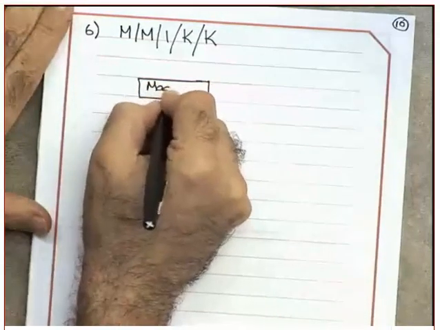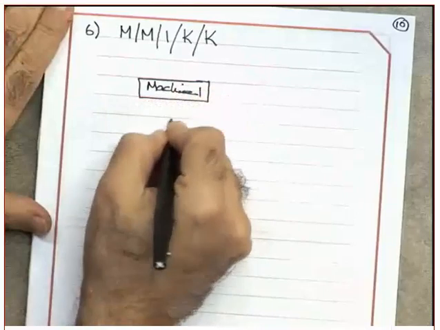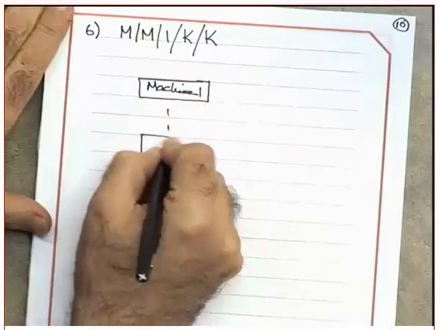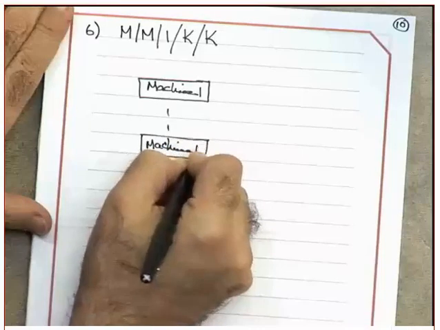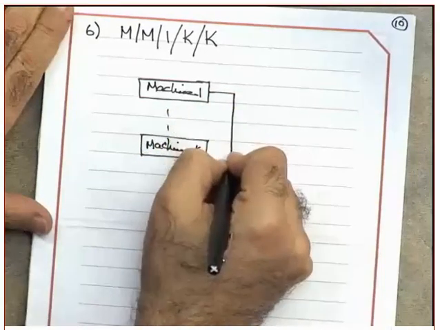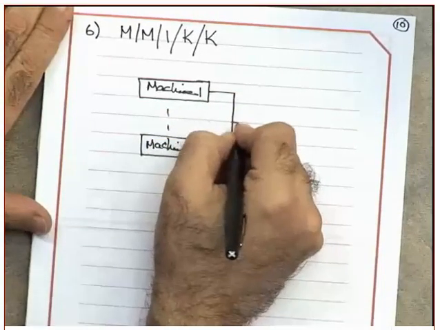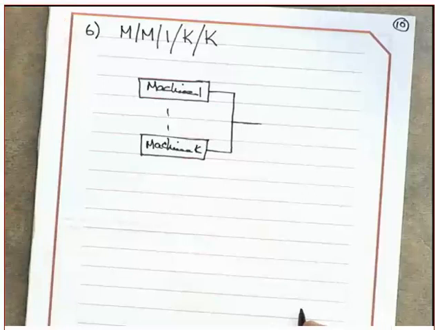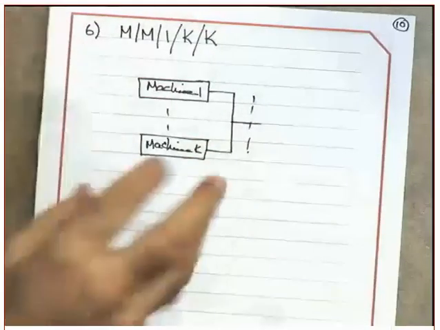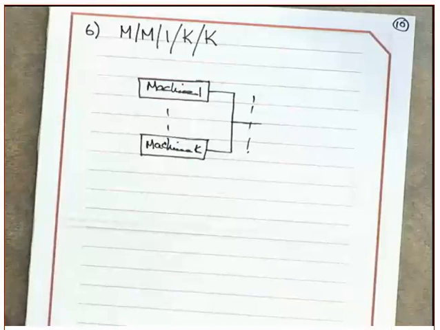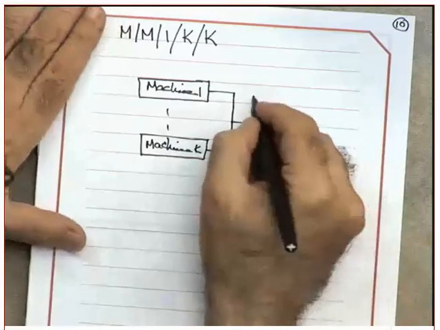In other words, this is machine 1, all the way to machine K. Where is the queue? Where is the queuing system? This is the queuing system. This is outside the queuing system. This is the operating room. Clear? Then what do I have here?